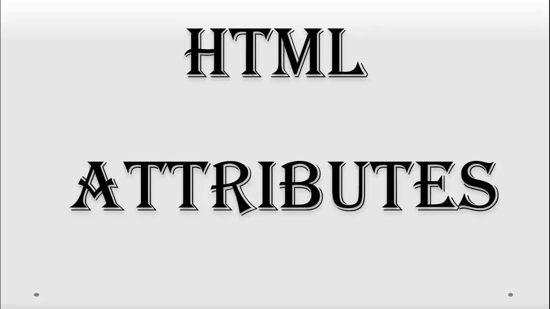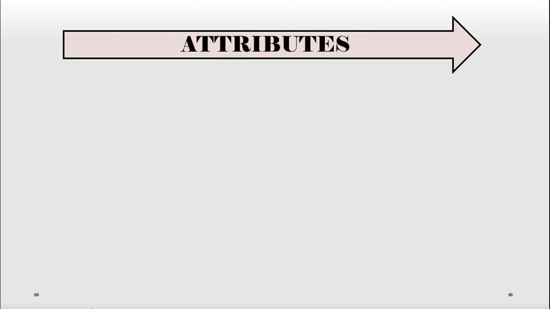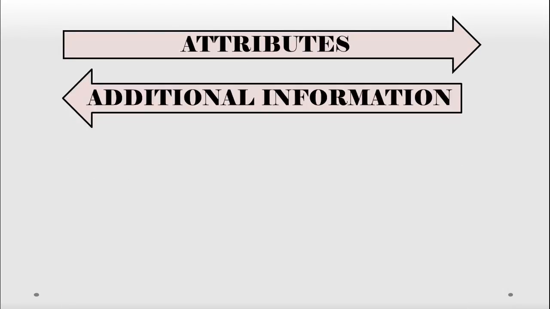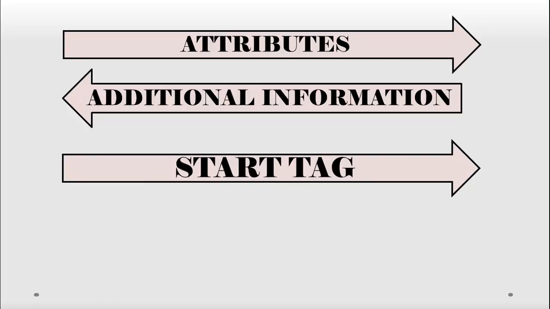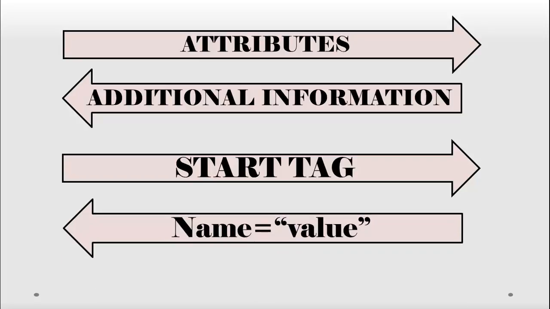Now we will discuss HTML attributes. As we know, all HTML elements can have attributes. Attributes provide additional information about an element. Attributes are always specified in the start tag. Attributes usually come in name-value pairs like name equals value.